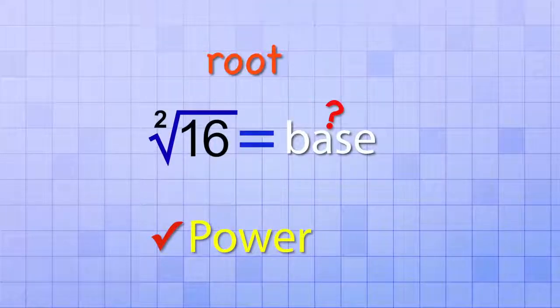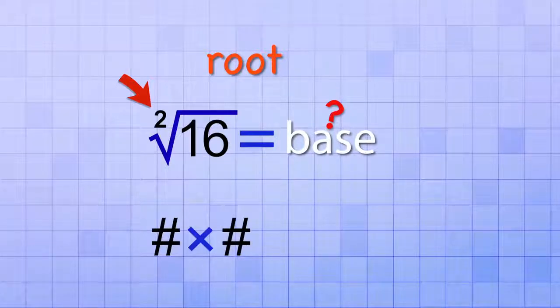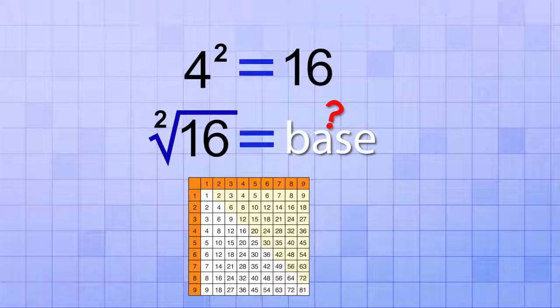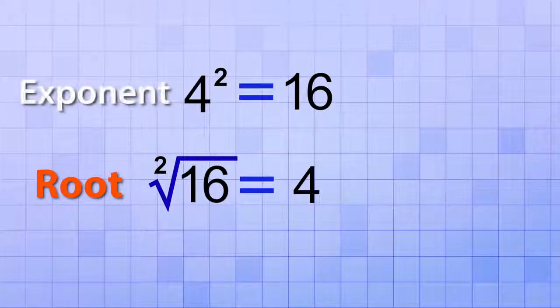So let's put a little 2 right here above the checkmark part of the root symbol. And that 2 tells us that we need to figure out what number or base could be multiplied together 2 times in order to get 16. And if you remember your multiplication table, or if you just look at our original example here, you'll know that the answer to that is 4. Now do you see how the root operation is the inverse of the exponent operation? When doing the exponent, we asked, what do we get if we multiply 4 together 2 times? And the answer was 16. But when we did the root operation, we asked, what number could we multiply together 2 times to get 16? And the answer was 4.